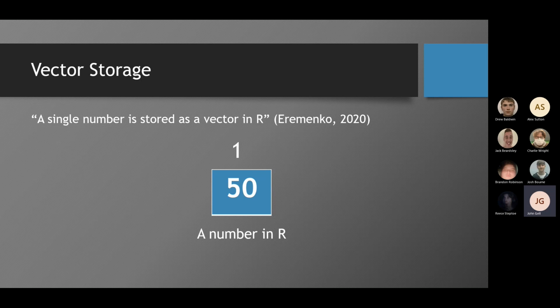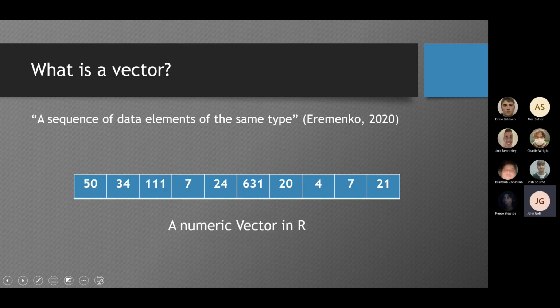And this is a bit of a recap. A sequence of data elements stored in R is also known as a vector. And again, we start counting from 1. So there's nothing new there. Everybody's okay with this. Brilliant.